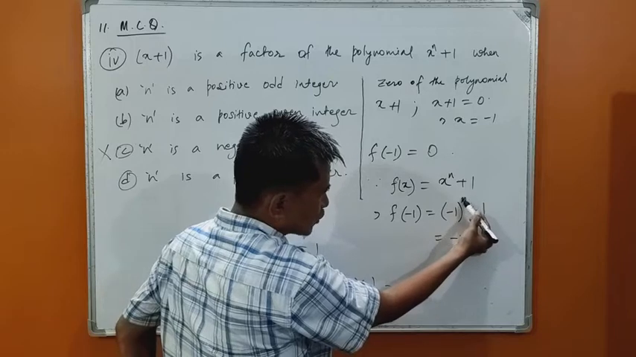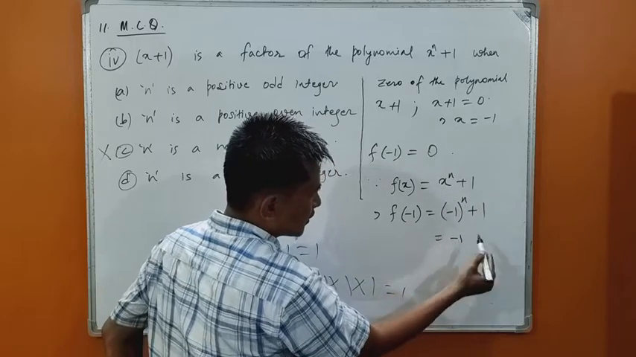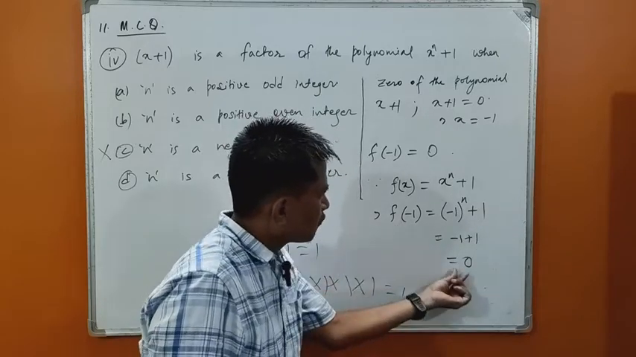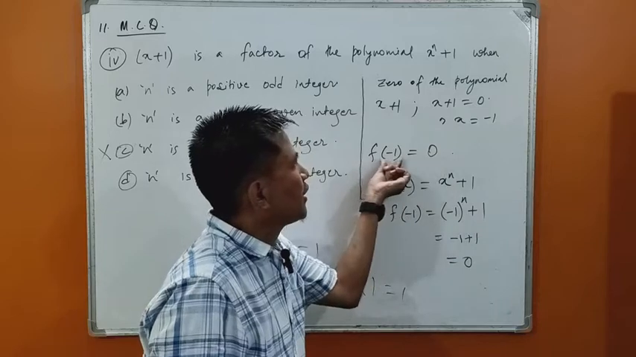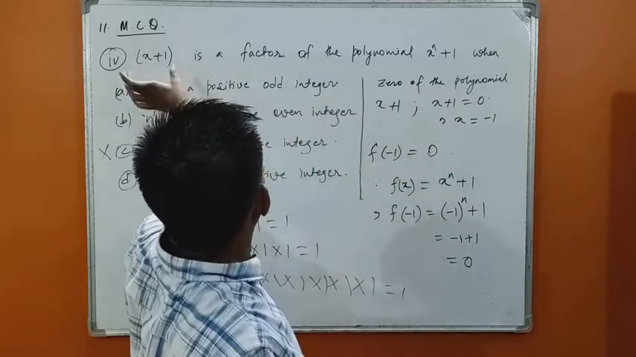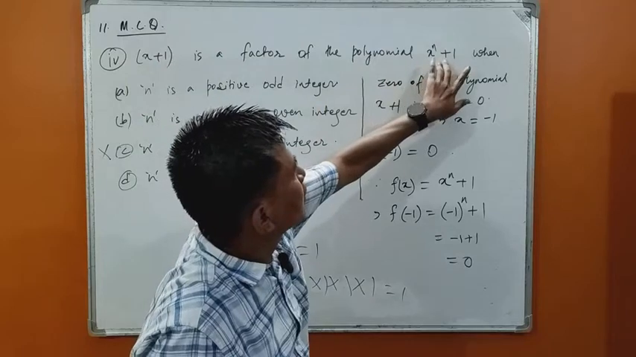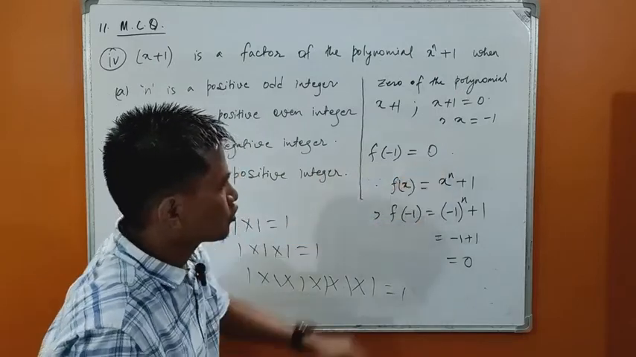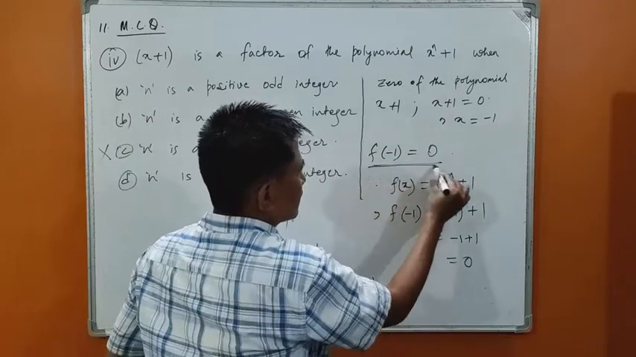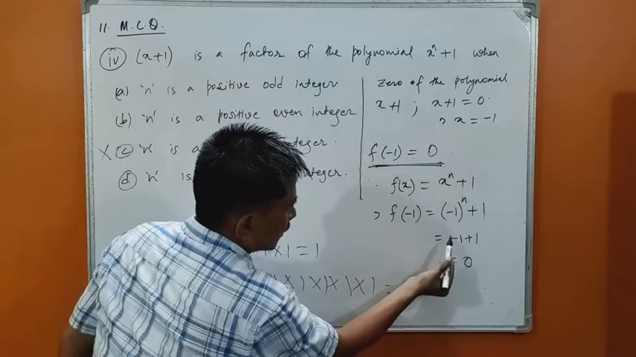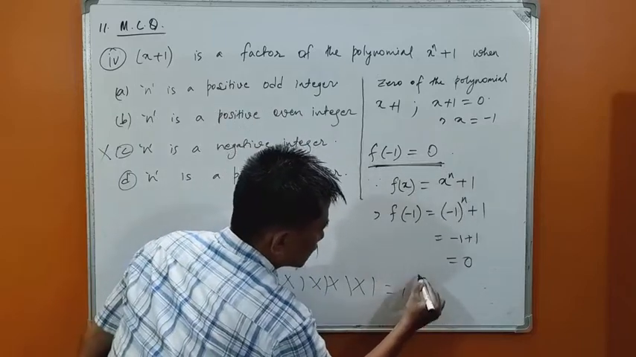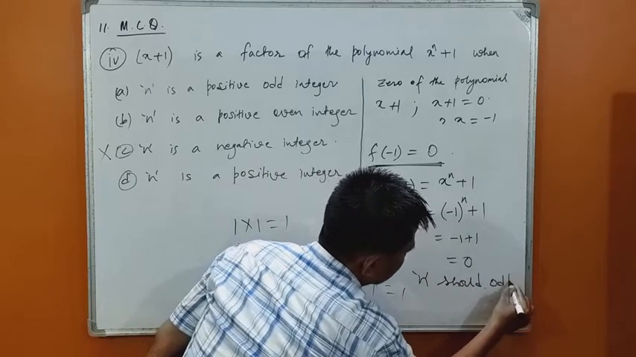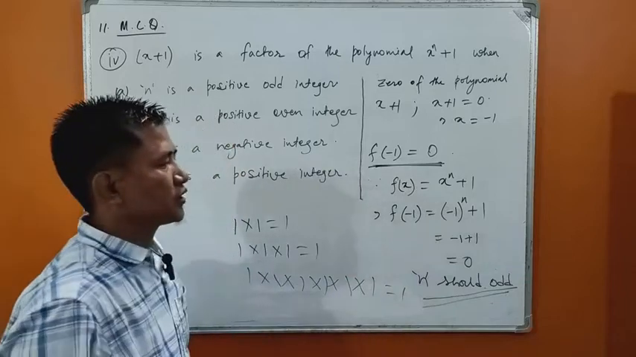If this power n is odd, the sign will remain minus. Then minus 1 plus 1 will become 0, isn't it? So f(-1) will be 0, the condition will be satisfied. f(-1) means the remainder will be 0. To make x plus 1 a factor of x to the power n plus 1, the remainder f(-1) should be 0. So for this remainder to be 0, n should be an odd number, an odd positive integer, isn't it?